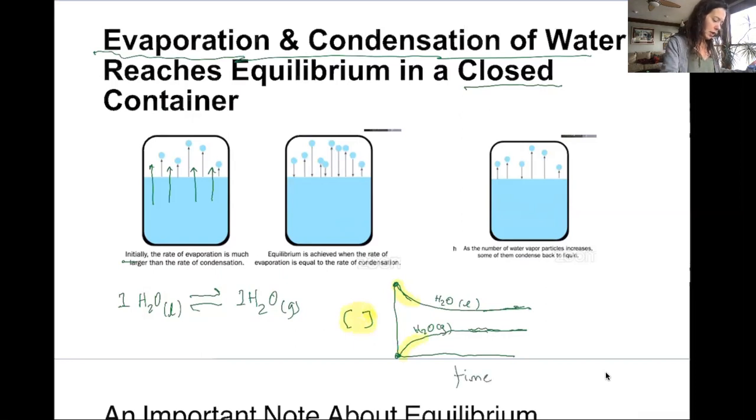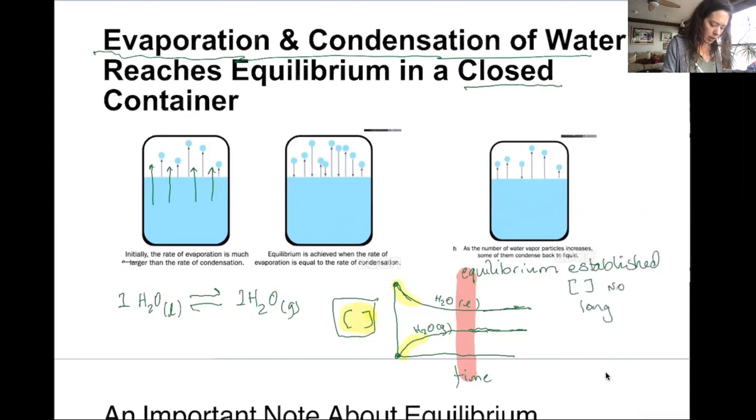And then we would see that right here is where equilibrium must have become established, because at this time is where we have that constant concentration. We see that the concentration is not changing. Concentration no longer changing. So that's what a concentration versus time graph would look like.